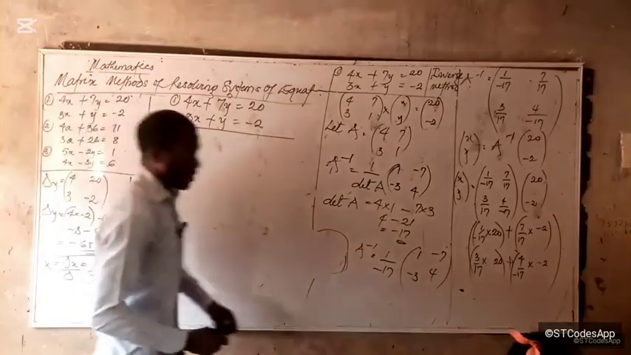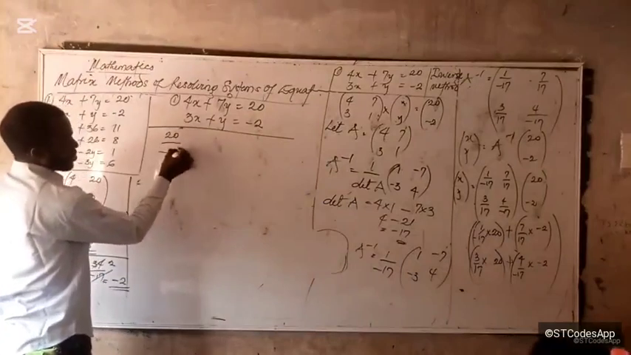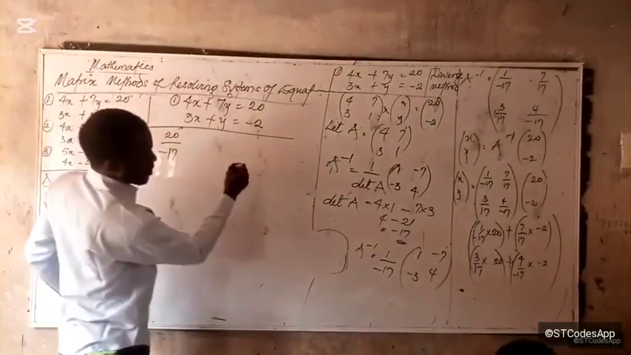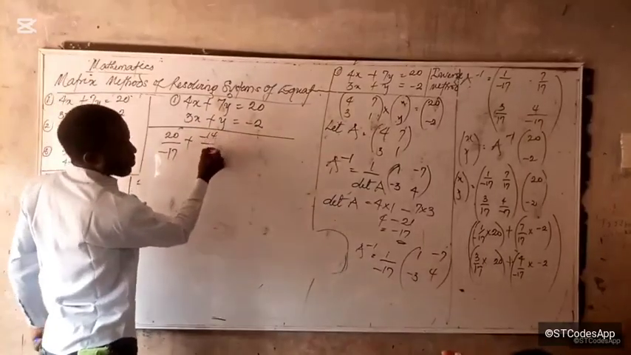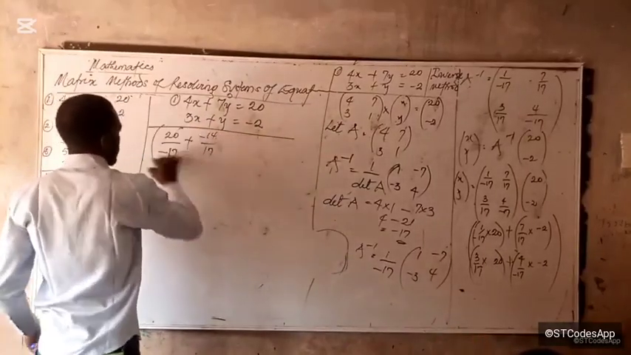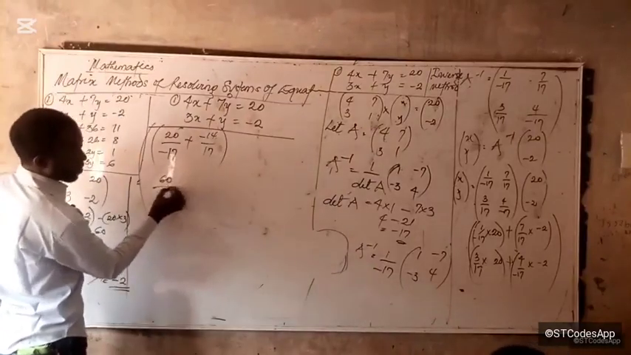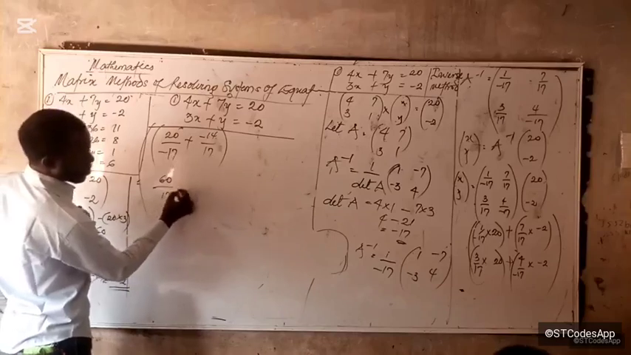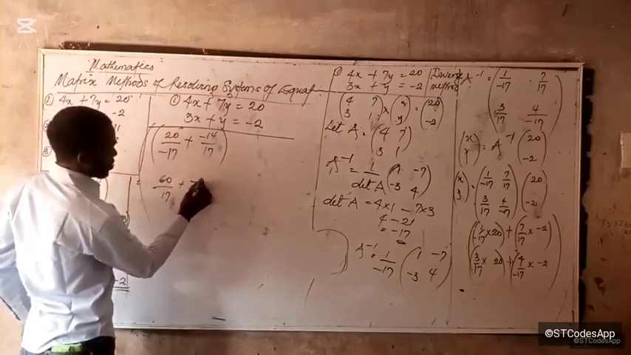So we now have this. This times this will give us 20 over minus 17, plus minus 14 over 17. And then 60 over 17 plus minus 8 over minus 17.